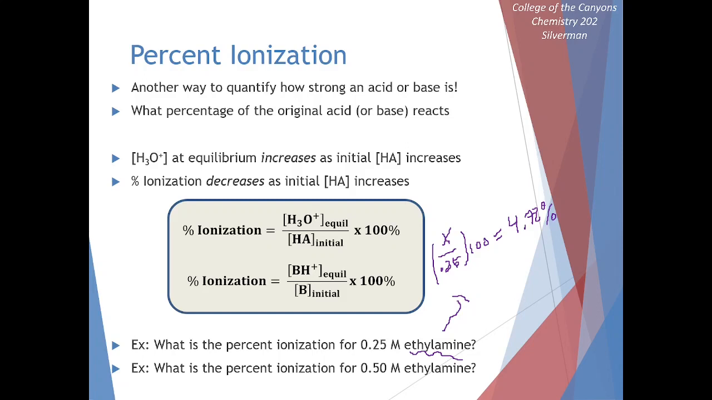4.72%. This gives us some intuition, right? Our Kb value was very small. We expected a mixture of reactants and products, and maybe more reactants remaining than products at equilibrium. Well, for this particular solution of ethylamine, only 4.72% of our starting molecules were able to react and form those products. Very cool.